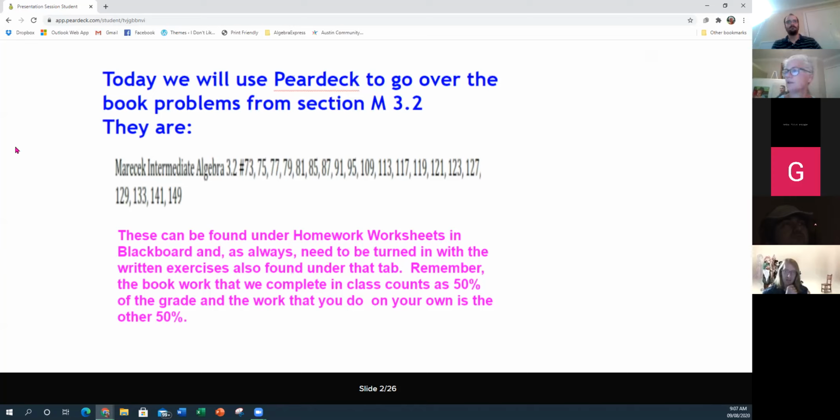it's always an adventure. So to go over the book problems from section 3.2, these are the problems that we're going to be going over. And these can also be found under the homework worksheets in Blackboard. And as always, need to be turned in with the written exercises also found under that same tab. And remember, the book work that we complete in class counts as 50% of the grade, and the work that you do on your own on those written worksheets is the other 50%.